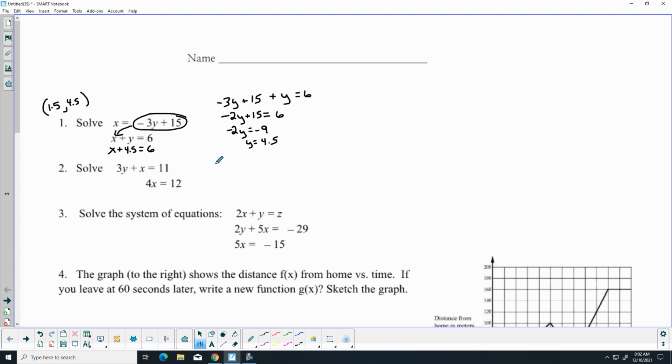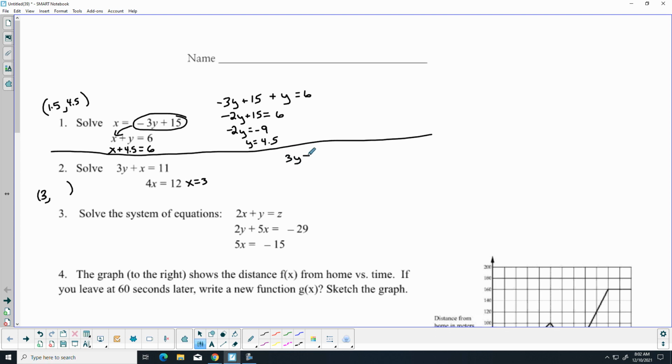All right, number 2. I'm going to start with this bottom equation because 4x equals 12 only has one variable. I'm going to divide by 4 and get x equals 3. Well, that tells me my x coordinate. I need to know my y coordinate. I'm going to plug it back into the top one.